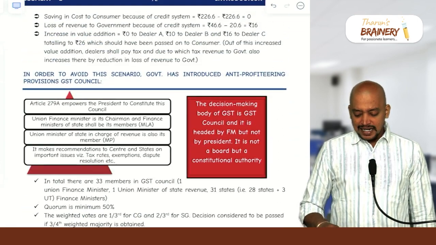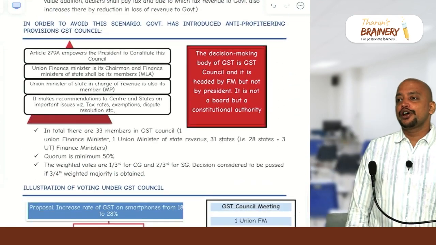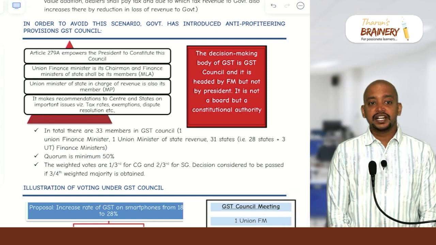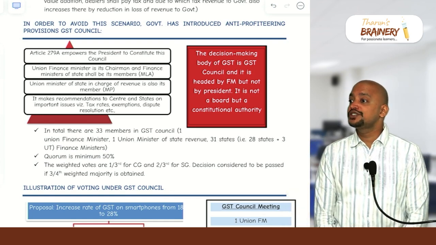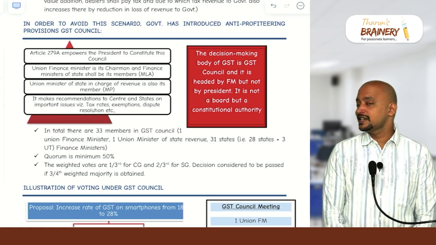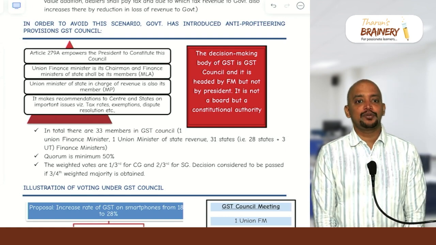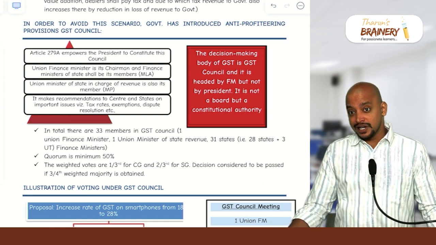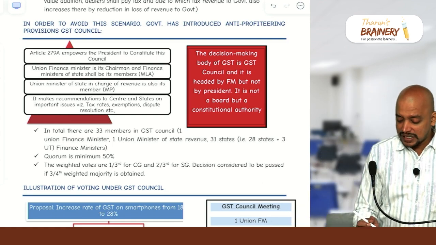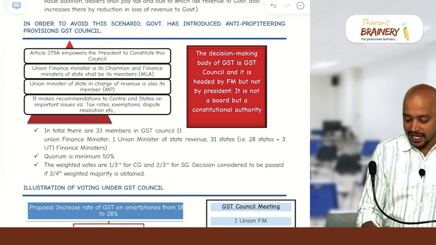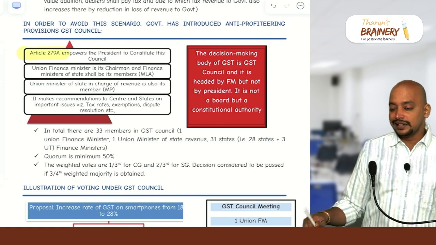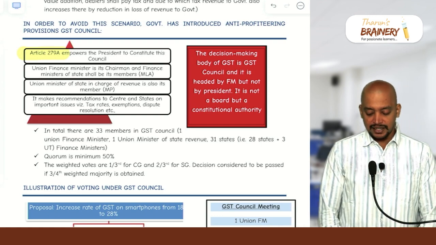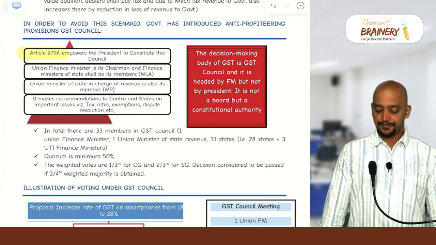Then, sir, is the GST Council a government body or a constitutional body? Constitutional body. It's not a government body. If it were a government body, it should listen to the central government, but it is not. It is a constitutional body, which means it derives its powers from the Constitution. What is the relevant article? Article 279A of the Constitution. Highlight that. Article 279A of the Constitution empowers the President to constitute this council.